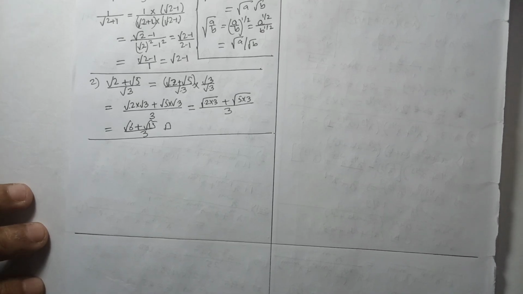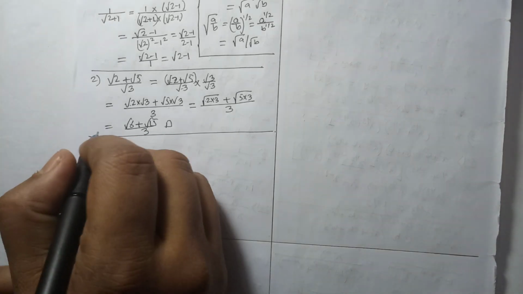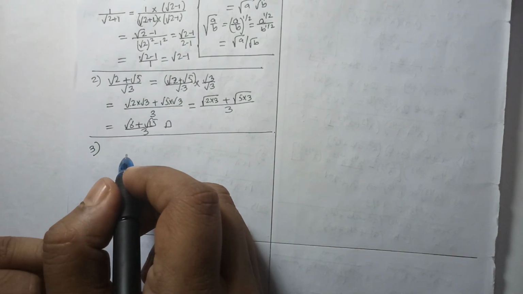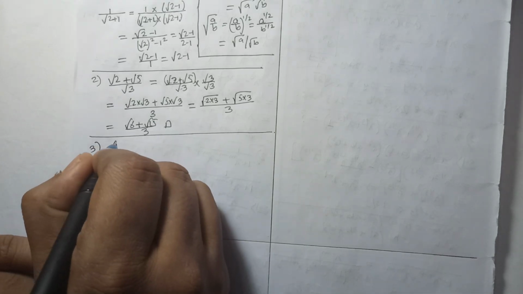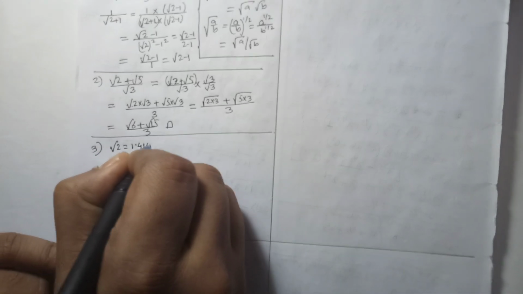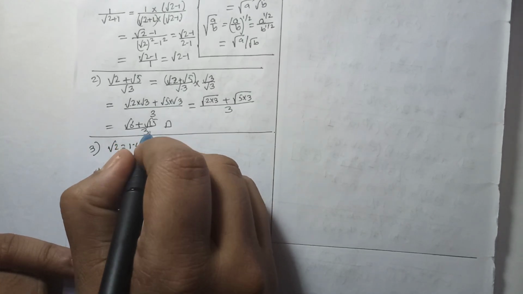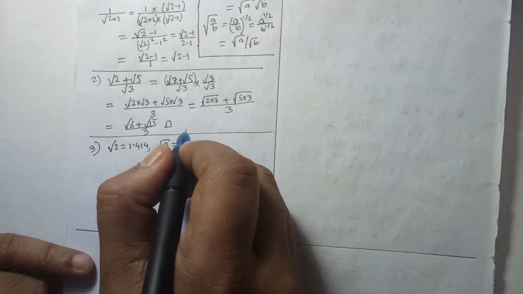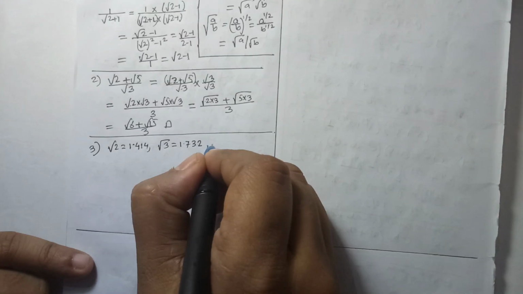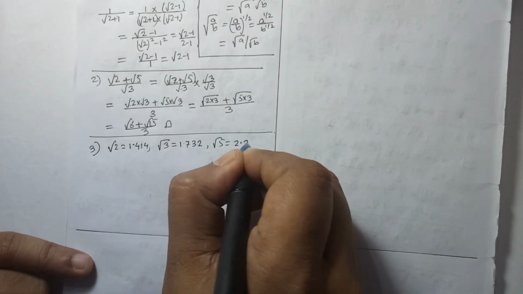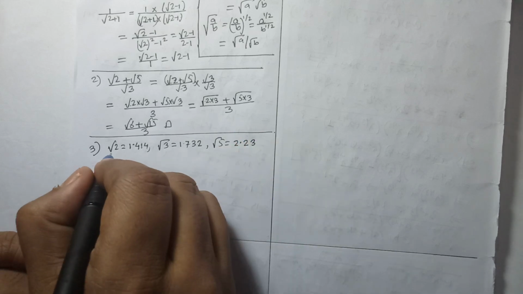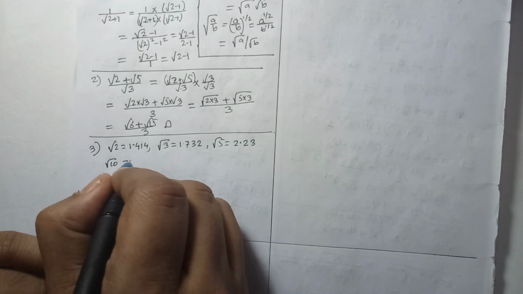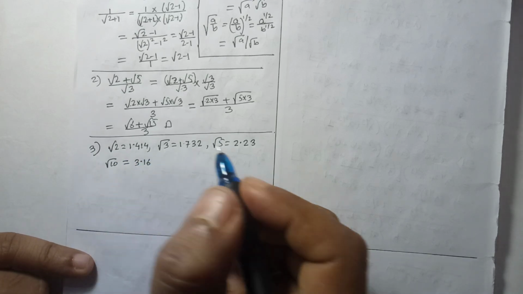Moving to the next question. Question 3. It is given root over 2 is equal to 1.414, root over 3 is equal to 1.732, root over 5 is equal to 2.23, and root over 10 is equal to 3.16.